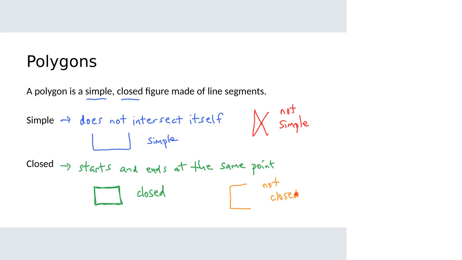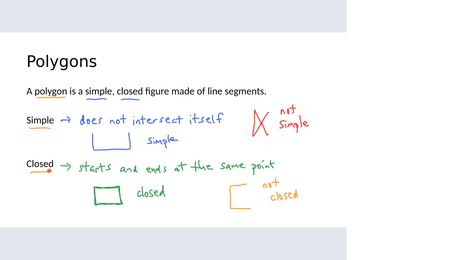Simple and closed are important words for us, but really we were pointing towards the idea of a polygon. And a polygon is a simple, closed figure made of line segments. So to be a polygon, it has to be simple, meaning it does not intersect itself. It has to be closed, meaning it starts and ends at the same point. We're going to look at a lot of polygons today, so you'll see plenty of examples of that.